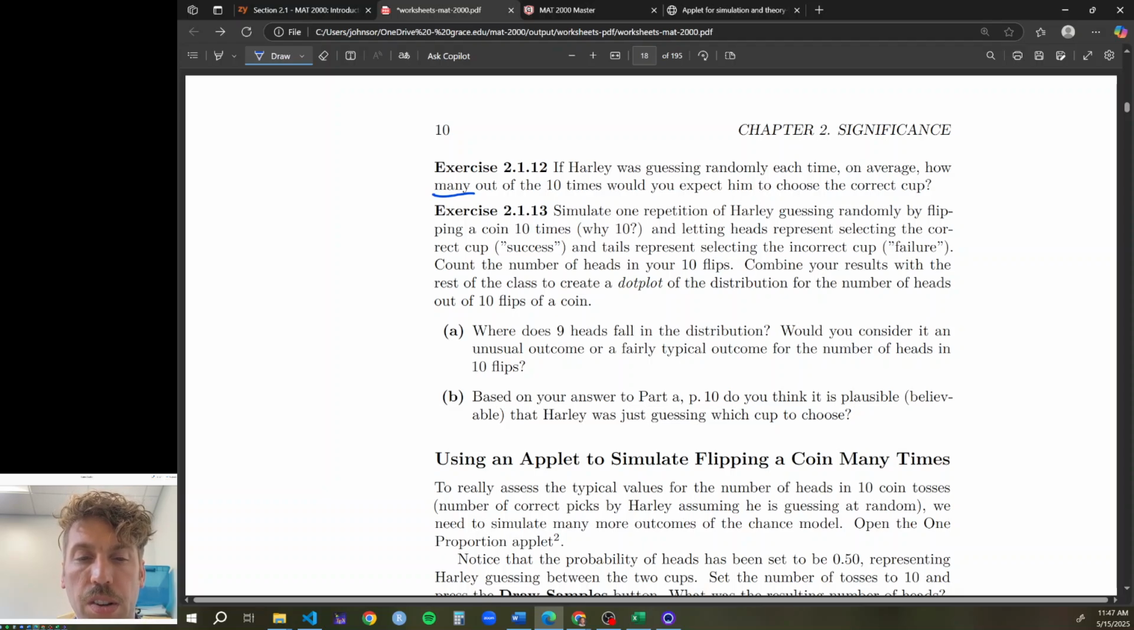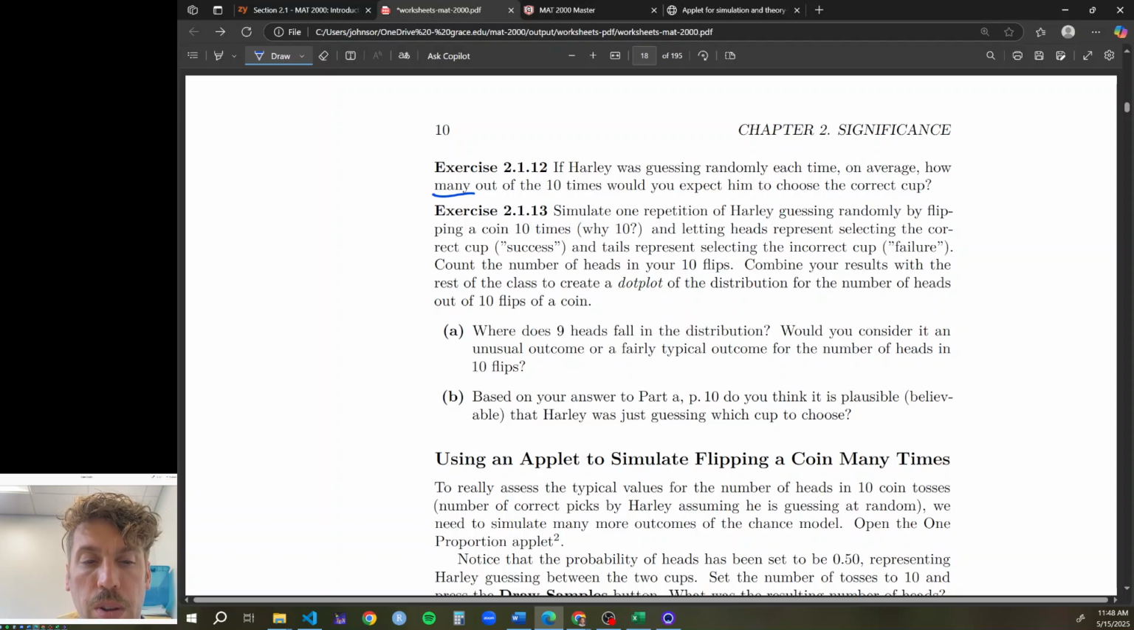That was the first thing to do in our to-do list. Simulate one repetition of Harley's guessing randomly by flipping a coin 10 times. Why 10? And letting heads represent selecting the correct cup, as in success, and tails representing selecting the incorrect cup, failure. Count the number of heads in your 10 flips.